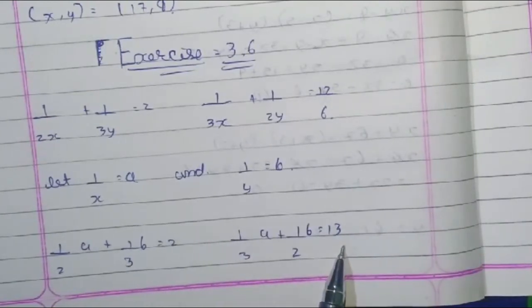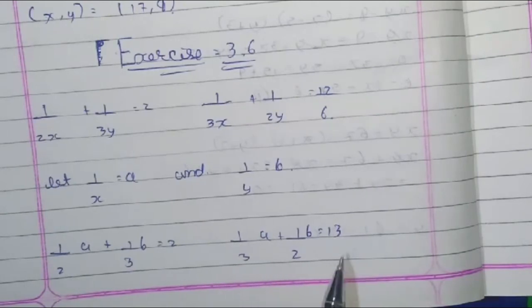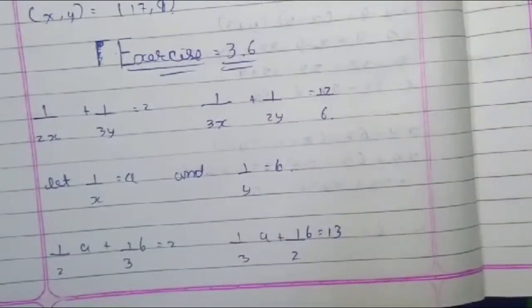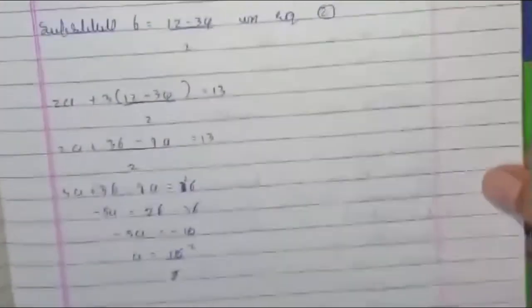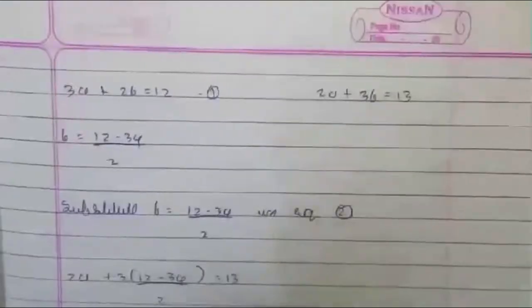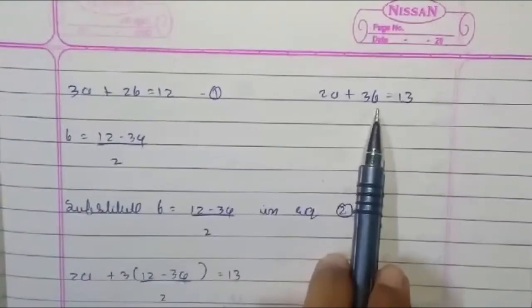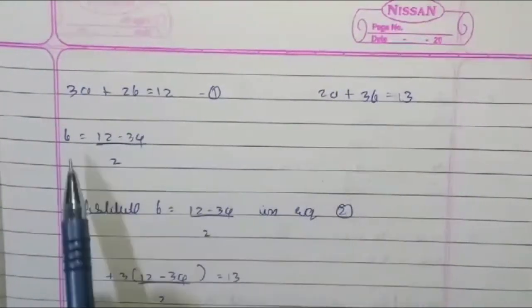Now we take 6 as common. So we can remove 6 from them. So what is our equation? Our equation is 3a plus 2b is equal to 12 and 2a plus 3b is equal to 13.